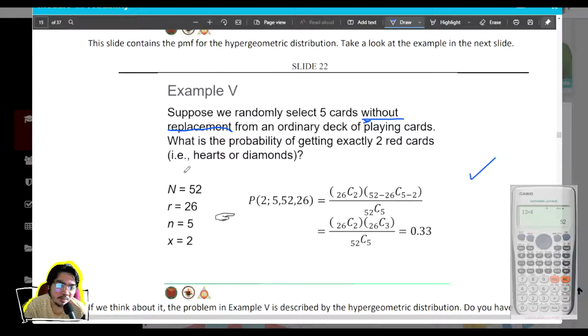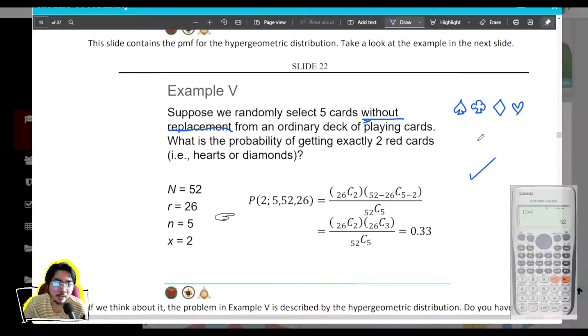So 2 red cards meaning hearts or diamonds. No? So if you're not familiar, yung suits kasi natin, we have spades. Spades is a black suit. Tapos meron tayong clubs. Ano yung itsura ng club? How do I draw a club? Ganyan siguro ang club. Club is a black suit as well. Diamonds is a red suit. Tapos yung last suit natin is heart. It's also a red suit.